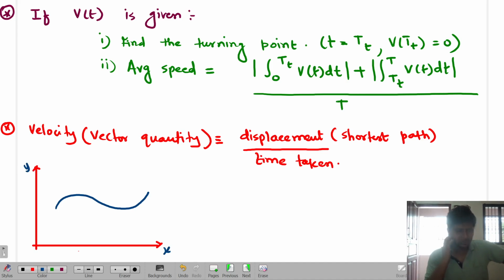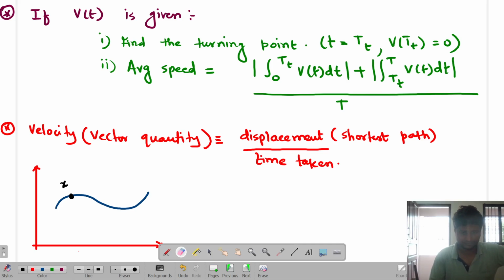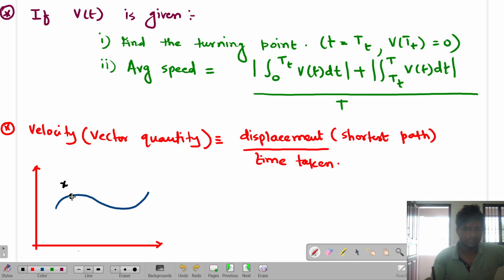Now you might think that, sir, if it is going like this way, then how to define velocity between any 2 points? So let's suppose I got this position. Let us write x of t. First, we should learn in one dimension only. So let's suppose this is x of t initial, and this is x of t final. Can you hear me, guys?